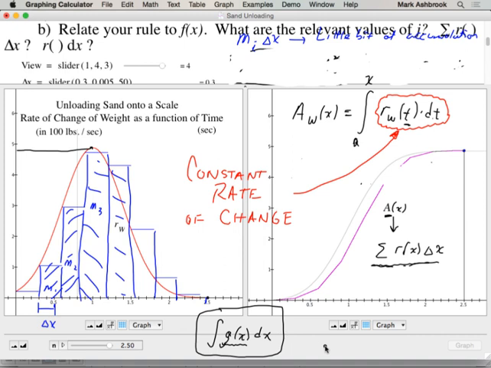Learning new things, right? Okay, any questions on the project or the meaning of integral function?